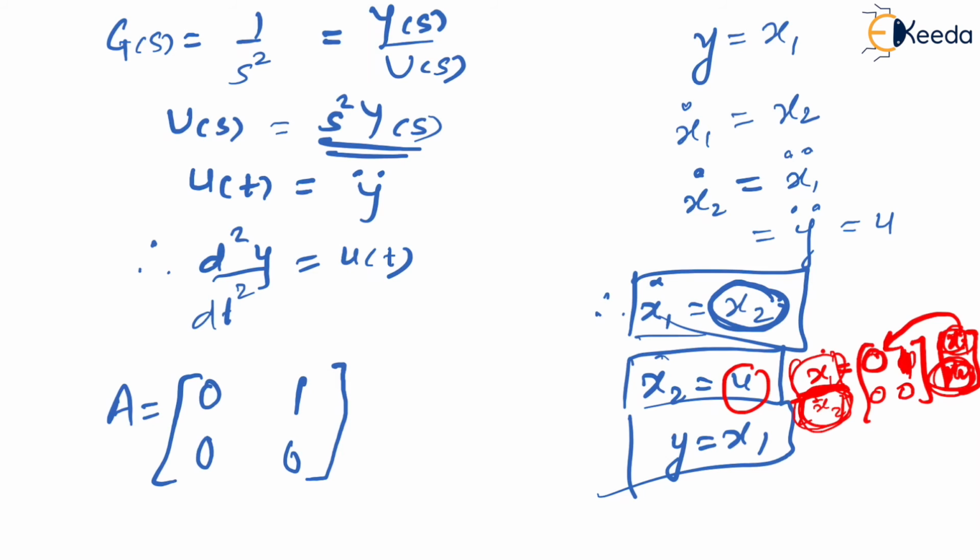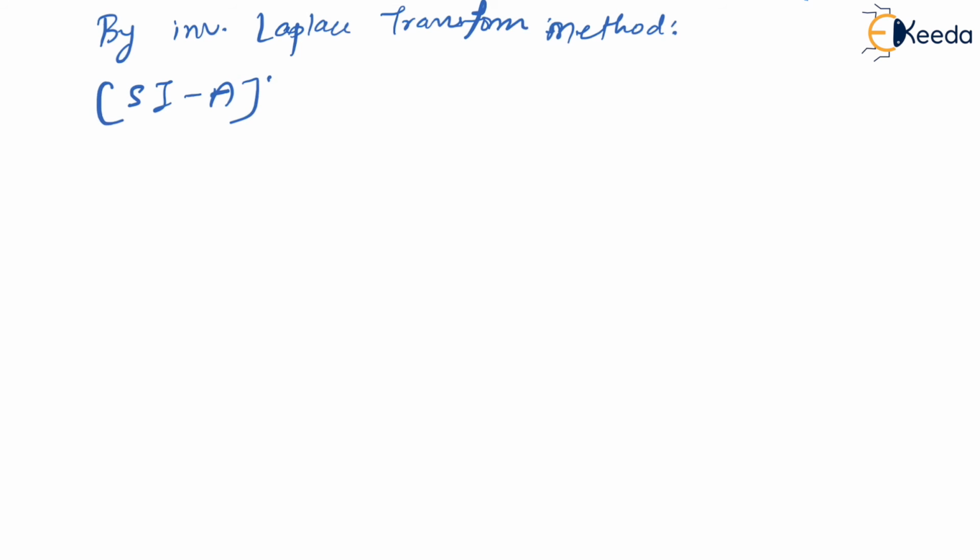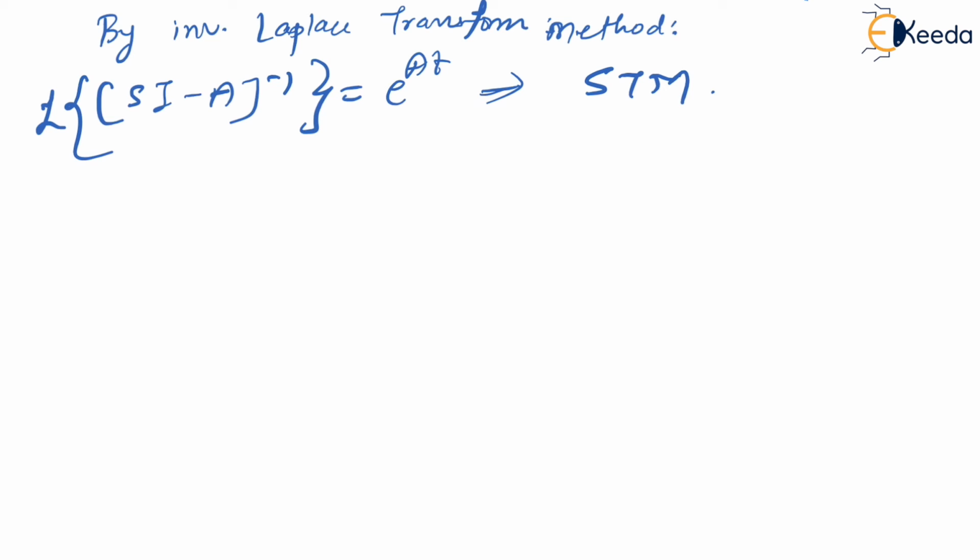That's it, very simple. Now let us take the inverse Laplace transform approach and try to solve it. Very simple, because e to the power At has to be found out, right? So it is going to be a very easy question. So by the inverse Laplace transform approach, or you can say method, what do we get? We get that the inverse Laplace of (sI minus A) inverse is nothing but e to the power At, which is nothing but the STM, we have already seen, right?